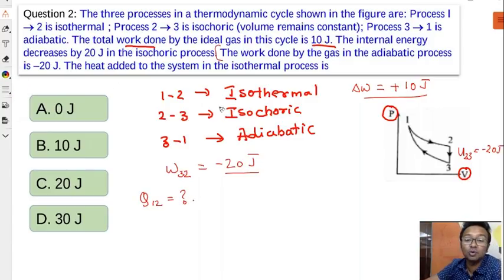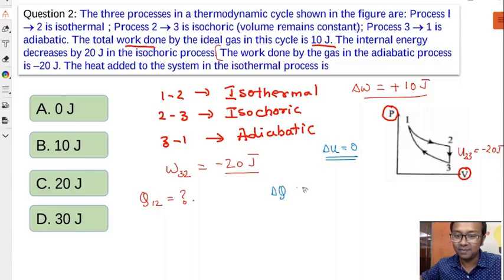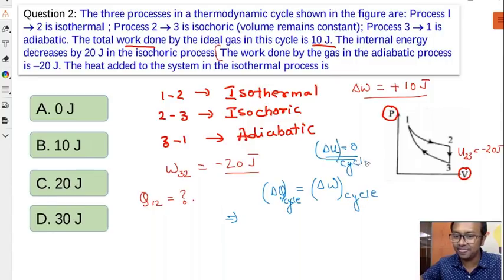Okay, students, chalo, how are we going to do this problem? Any idea? Any tips? Simple. Students, tell me for a cyclic process, what is delta U? Very good. It is equal to what? 0. For a cyclic process, delta U is equal to 0. Then delta Q will be equal to what? Delta W, which means for the entire cycle, I can say this, delta W for the entire cycle, and delta U, this is for the entire cycle. Clear, students?